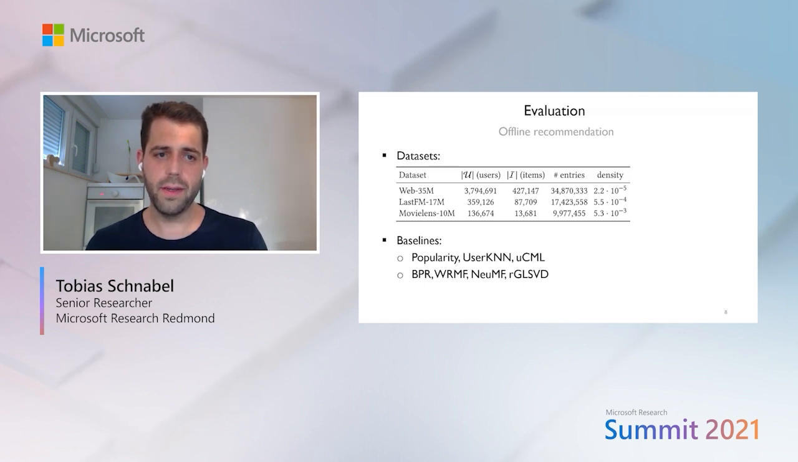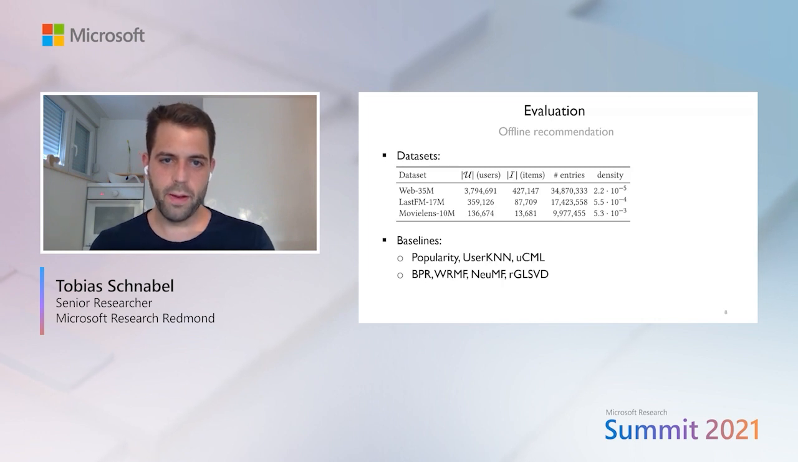So the Web 35 million data set we collected from Bing, where we looked at browsing sessions and all the links that got clicked repeatedly. We ended up with a really sparse data set here that had about 3.7 million users and about 500K items. And then there was also a Last.fm data set and a Movie Lens data set. Those were smaller in size and had lower sparsity levels in general.